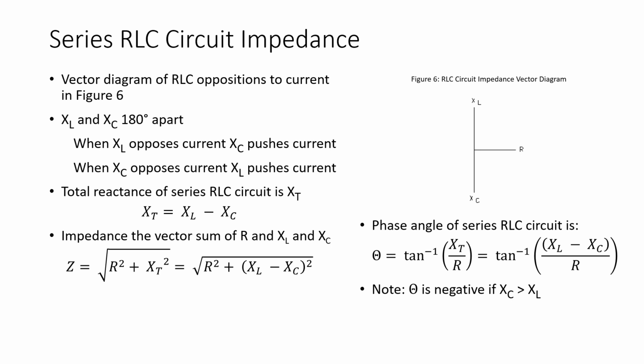Mathematically, impedance equals the square root of R squared plus XT squared. And we can determine the phase angle of this series RLC circuit by finding the inverse tangent of XT over R, or the inverse tangent of (XL minus XC) divided by R. And again, this equation will return a negative value for theta if XC is greater than XL.